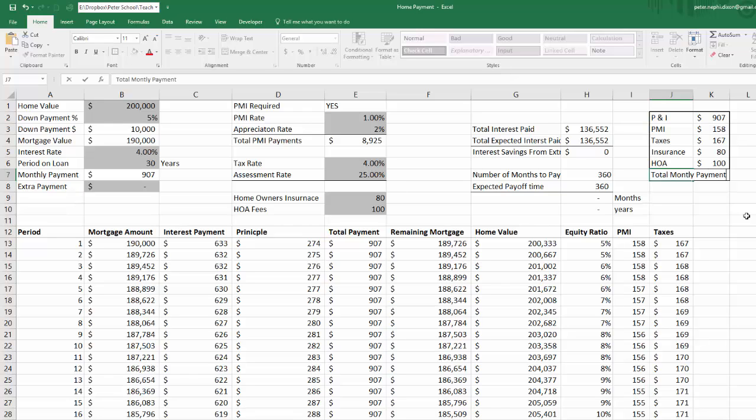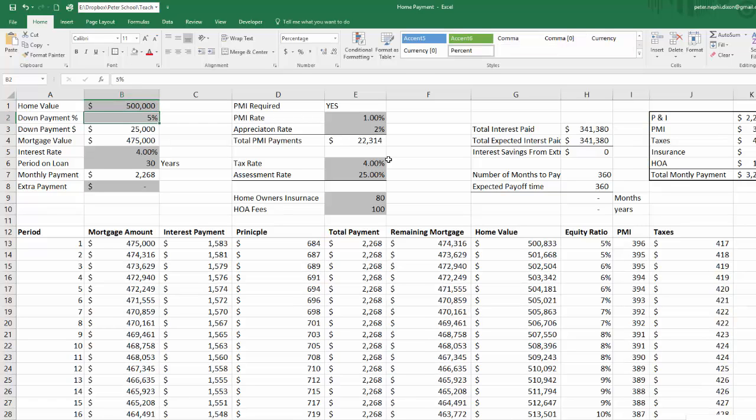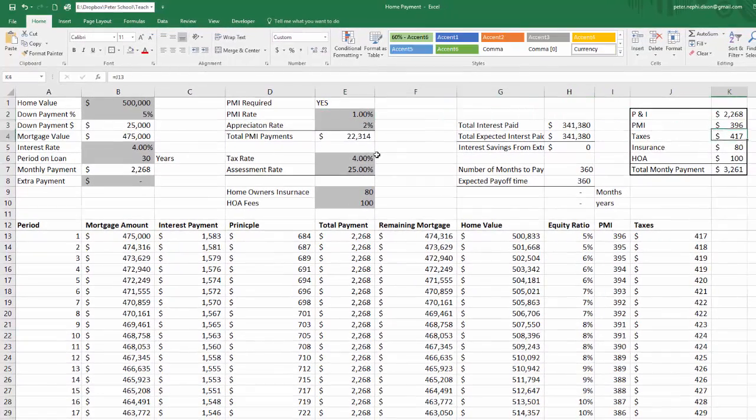And so now we can change this, and suppose we all of a sudden get a whole bunch of money, and we get a $500,000 home. We can see that this is the same thing, and then we can see what our payment structure is going to look like.